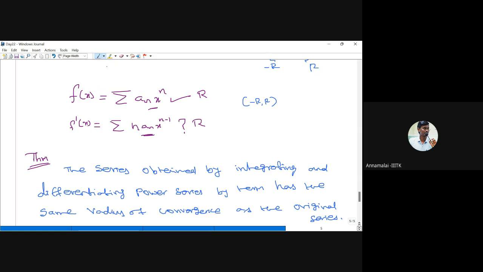So if you know the radius of convergence of this series, then if you take the derivative term by term, this series also has radius of convergence r. And if you take the integration, what you get is summation a n x power n plus 1 by n plus 1. This series also has radius of convergence r. Okay, therefore this theorem is very important.